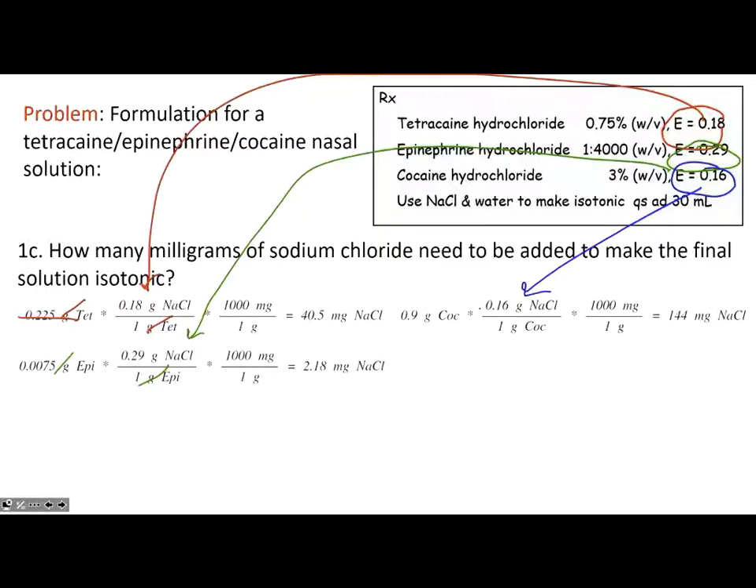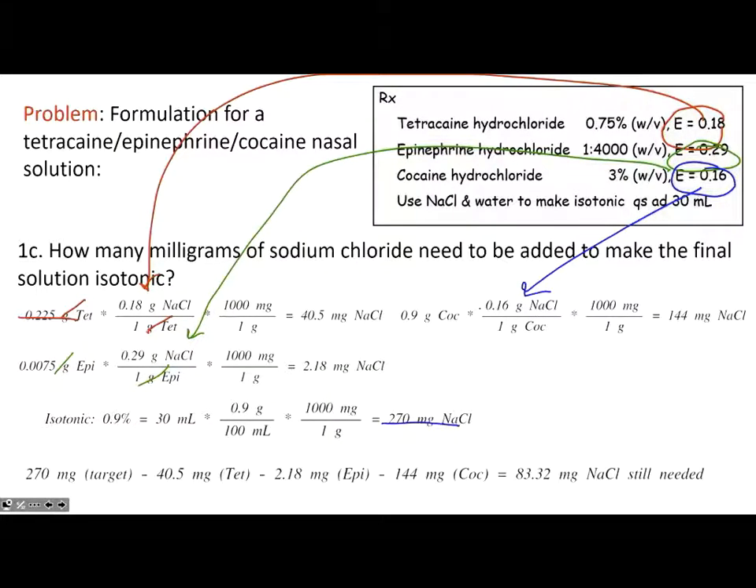What's our target? Tell me this. Ask yourself internally: do you know what an isotonic concentration of sodium chloride is, right? 0.9%. So all you need to do is multiply the 0.9% times whatever volume you're trying to compound. In this case, it's 30 milliliters. So essentially 0.9 times 30 milliliters, converted to milligrams, is 270.